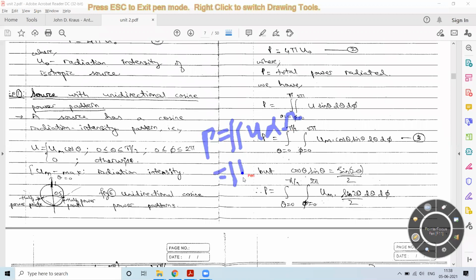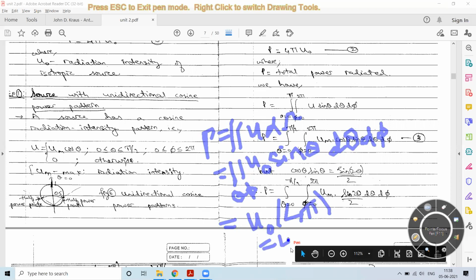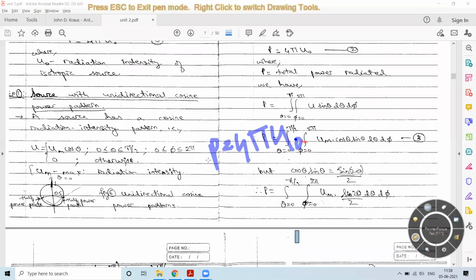We have a double integration of a constant value, which is U naught, and d omega is sine theta d theta d phi, where theta is varying in the range of 0 to pi and phi is varying in the range of 0 to 2 pi. So this is for the isotropic antenna. When we simplify it, we get the solution of the integral as 4 pi. So we had obtained the equation as 4 pi U naught.